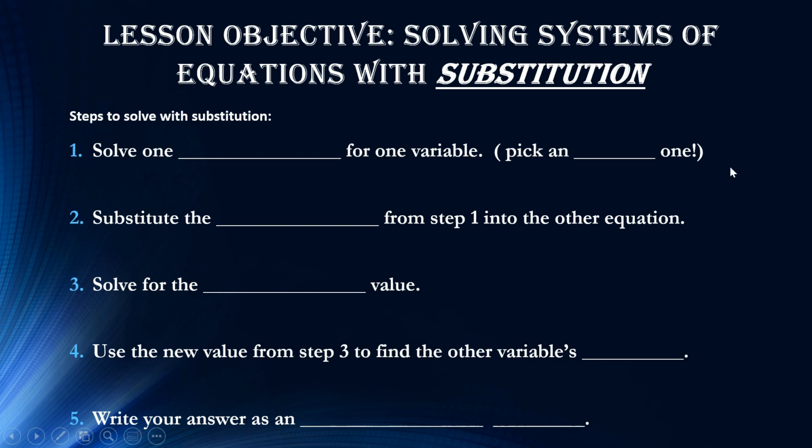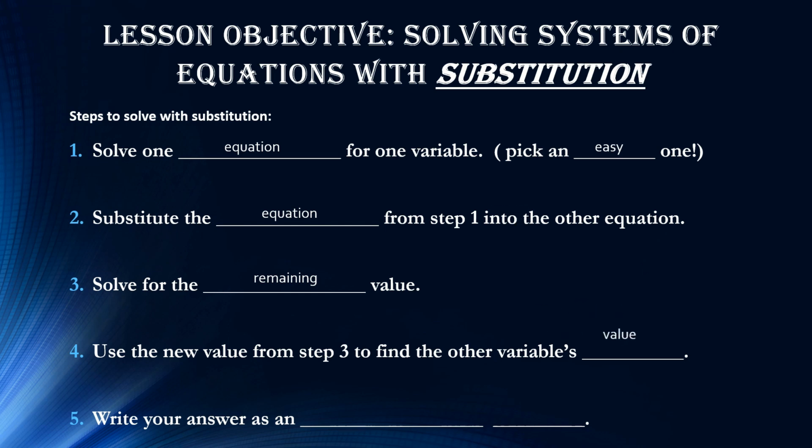So step one, please fill in on your notes. You're going to take one of the two equations and you're going to solve for one variable. So solve one equation for one variable. I recommend pick the easy one, whichever one is easier to solve. Now, substitute the equation from step one, because you solved it, you got y equals this thing. Substitute that expression into the other equation. Solve for the remaining value, and you've got one part of your answer.